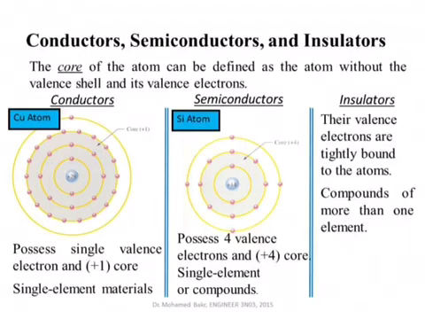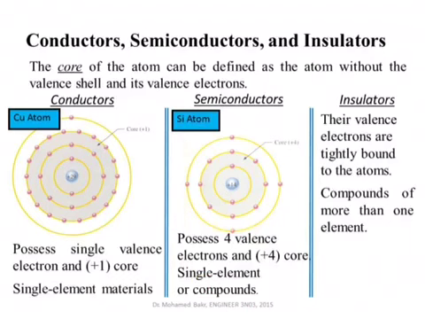So their conductivity is definitely less than that of the conductors. And most of these semiconductors can be single elements like silicon, or compounds like gallium arsenide and so on. There are so many of these semiconductors, but they can be either single elements or compounds.